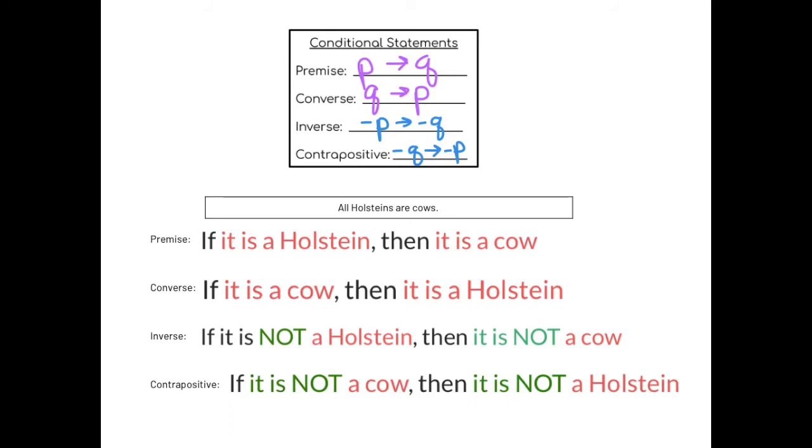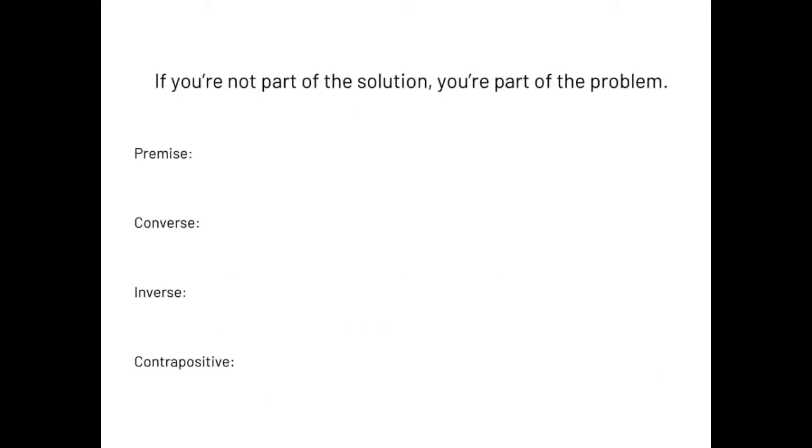And finally, the contrapositive, remember, is the negation of the converse. So if it is a cow, then it is a Holstein. The contrapositive would say if it is not a cow, then it is not a Holstein. You could also relate the inverse to the contrapositive, where if it's not a Holstein, then it's not a cow, then you're just switching the location of the P's and Q's from that one. However, it helps you remember the relationship between P's and Q's, whatever works for you.